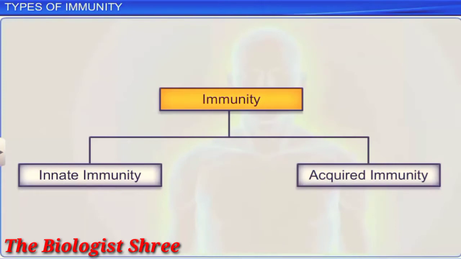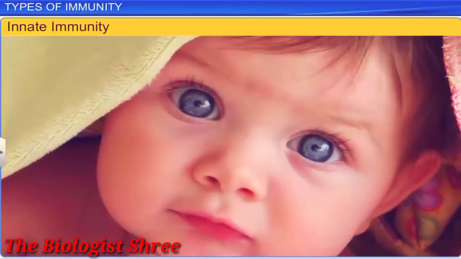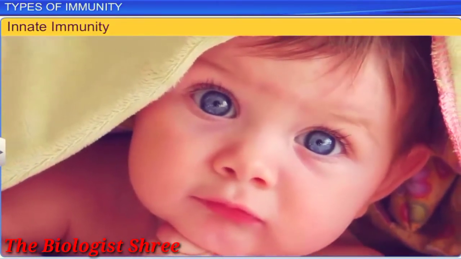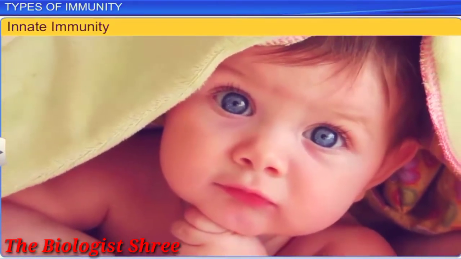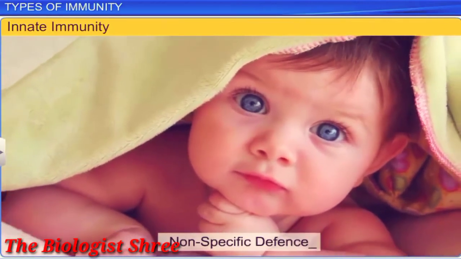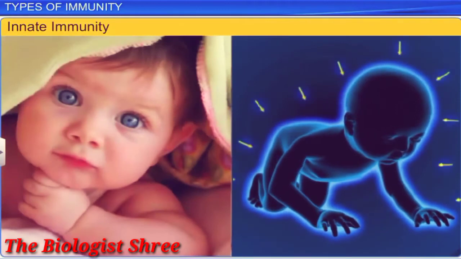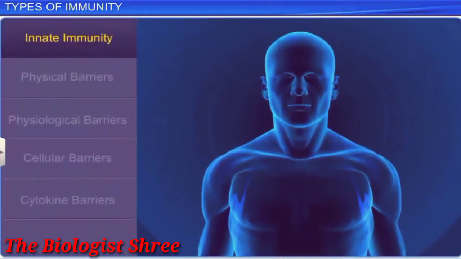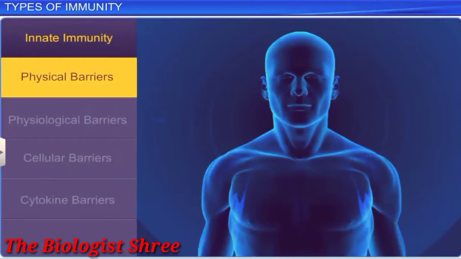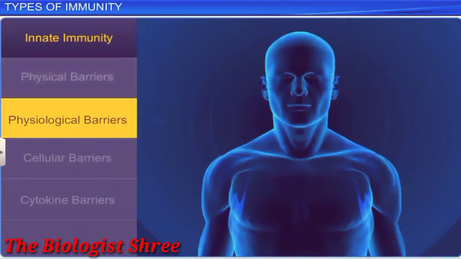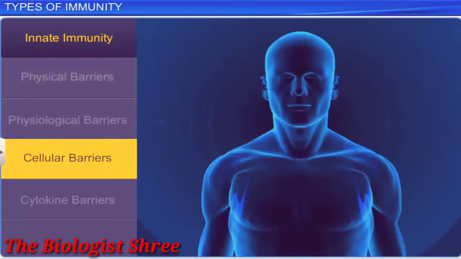Immunity is of two types: innate and acquired. Innate immunity is something we all possess since birth. It is a non-specific kind of defense, which provides different types of barriers to the entry of foreign agents to our body. 4 different types of barriers are provided by innate immunity: physical barriers, physiological barriers, cellular barriers, and cytokine barriers.